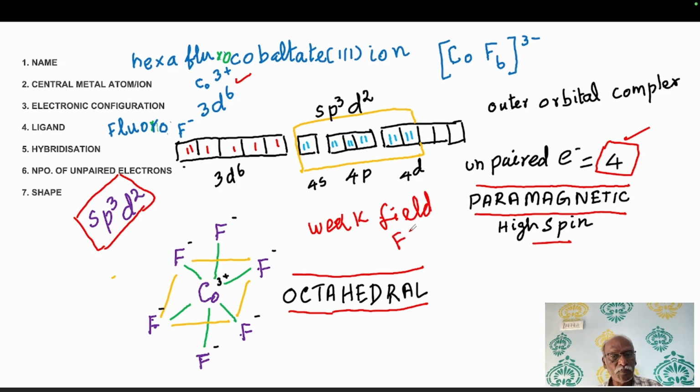Which one? F minus. F minus is a weak field ligand. That's why it cannot do anything with the 3d orbitals and simply leaves them and takes the next 6 vacant orbitals and mixes them all up, resulting in 4 unpaired electrons. Thereby it is a strongly paramagnetic compound and octahedral in shape. This is all we have to know in this example.